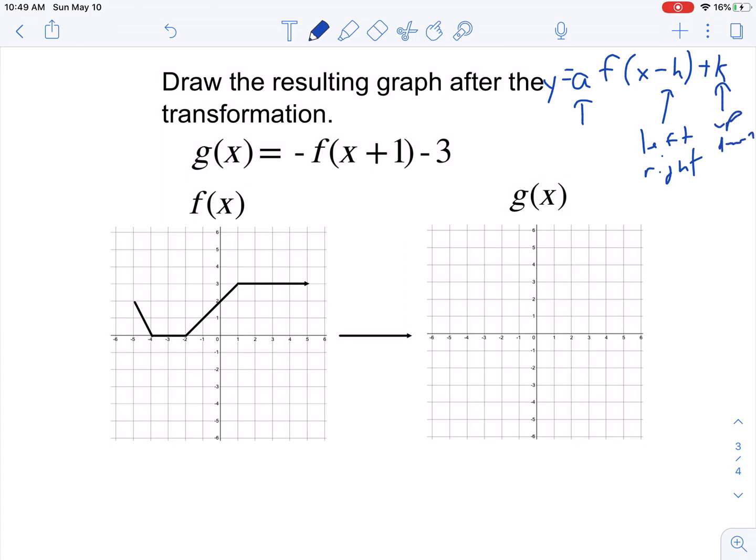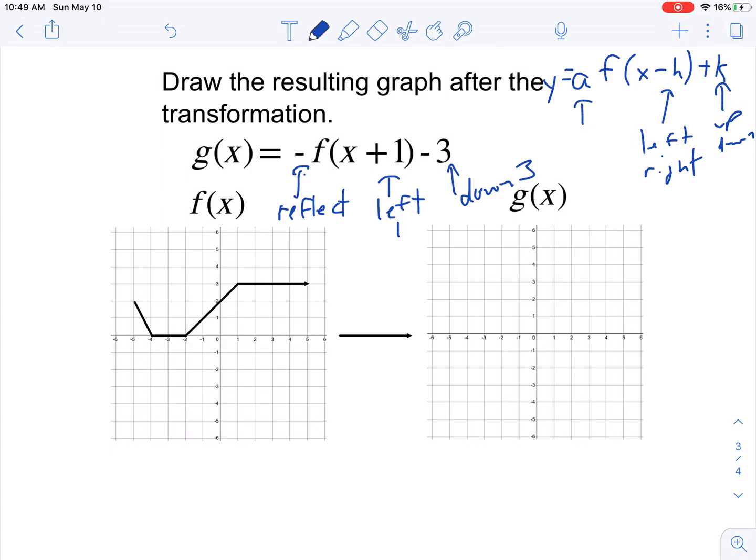Okay? And so when I look at this function here, I see a negative out front, which tells me that I'm going to reflect it. Plus 1 on the inside there tells me that I'm going to go to the left 1. Minus 3 tells me I'm going to go down 3.